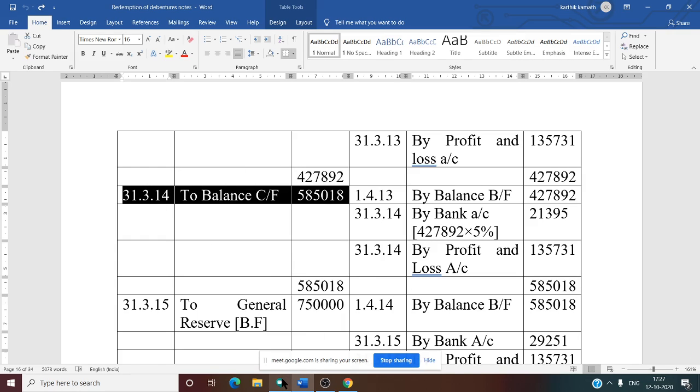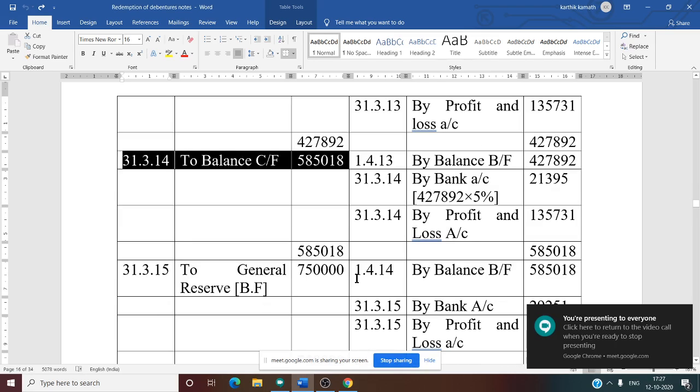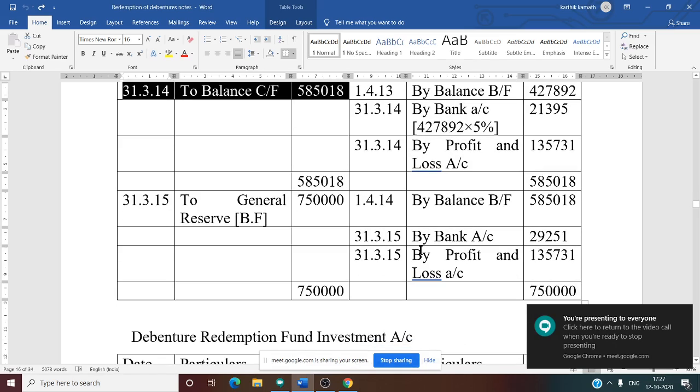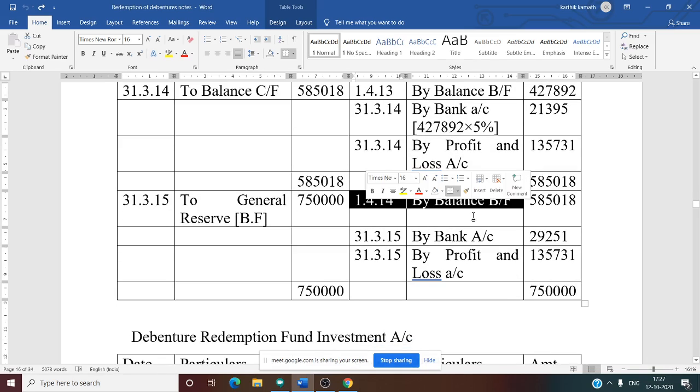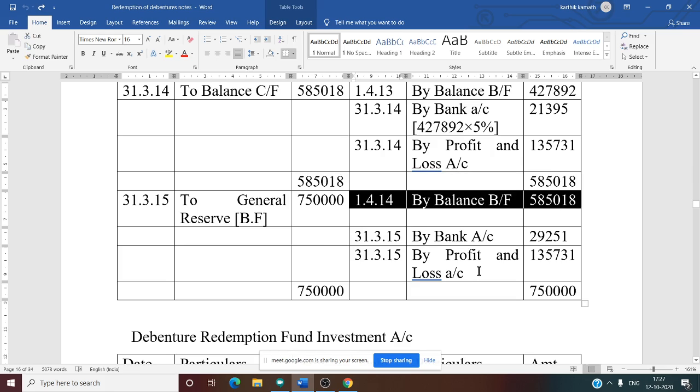Now we need to do it for the fifth year. So the first 4 years are very simple. First 4 years are normal calculation. Nothing you need to do. Now the fifth year, you need to leave the account for future calculation. Now fifth year, again opening balance 5,85,018. Then interest by bank account on the opening balance of that year, that is 5,85,018 into 5%.